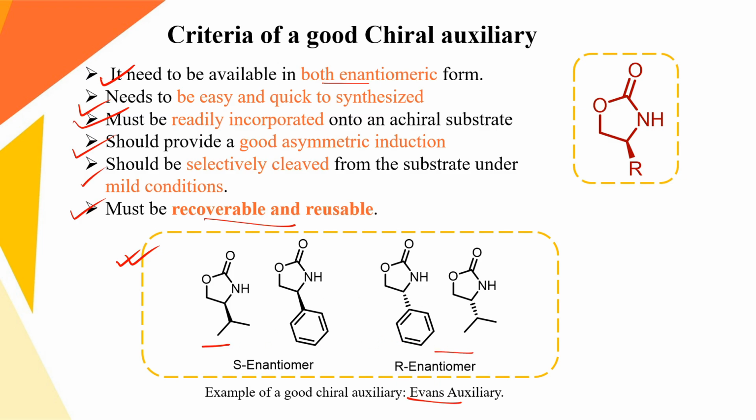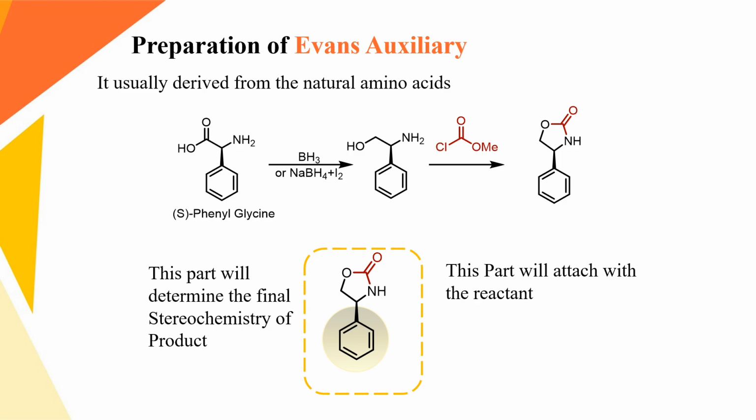Okay, so let us understand the synthesis pathway of this type of Evans auxiliary. Basically, the Evans auxiliary is derived from a natural amino acid. So this is S-phenylglycine. This carboxylic acid part is treated with BH3 or NaBH4/I2 to form the corresponding alcohol. This is followed by a C1 synthon where both are leaving groups, so it will form this type of compound, and here you can see the stereo part.